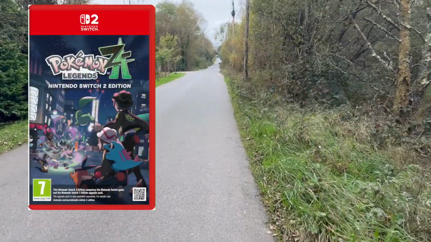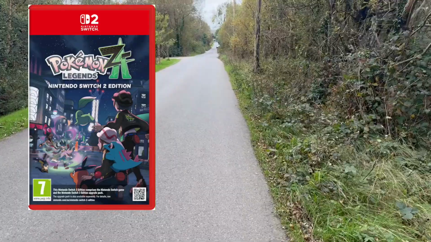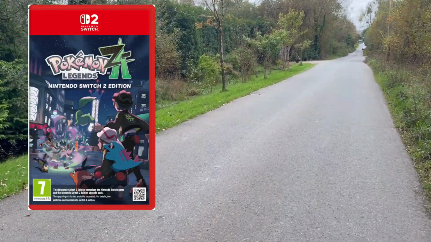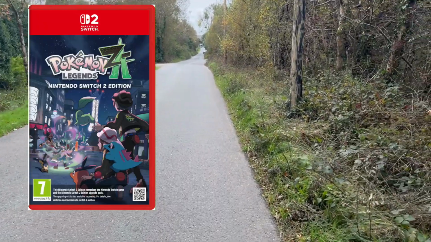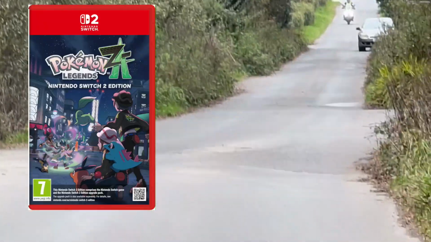I played some Pokemon. I finished it. 10 out of 10 game. I wasn't excited for it, but I was excited for it. I wasn't 100% sold when I first saw the trailer, but after playing it, the game was amazing. I'm so happy with it. Even though my Japanese level is really, really low, I really enjoyed playing it.